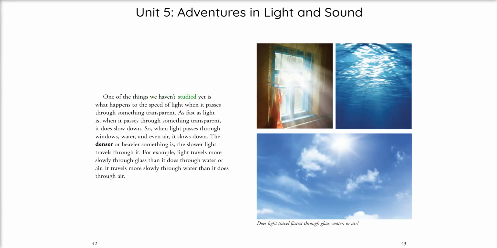One of the things we haven't studied yet is what happens to the speed of light when it passes through something transparent. As fast as light is, when it passes through something transparent, it does slow down. So when light passes through windows, water, and even air, it slows down. The denser or heavier something is, the slower light travels through it. For example, light travels more slowly through glass than it does through water or air. It travels more slowly through water than it does through air.